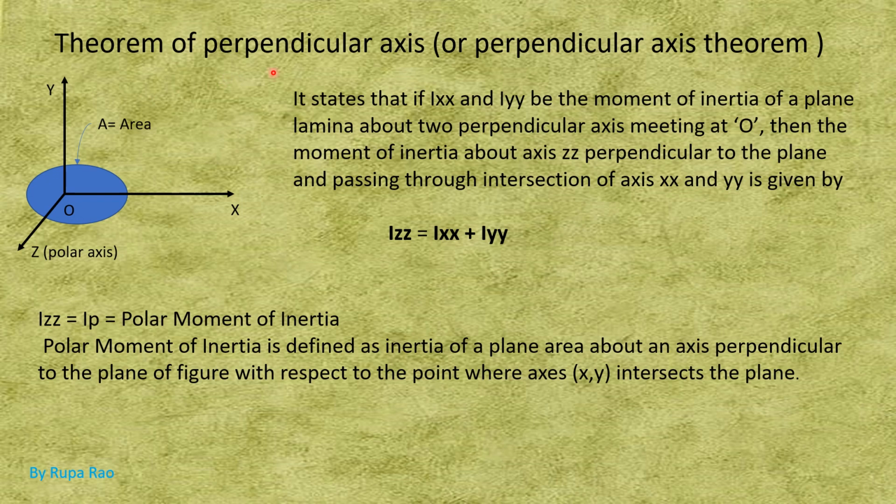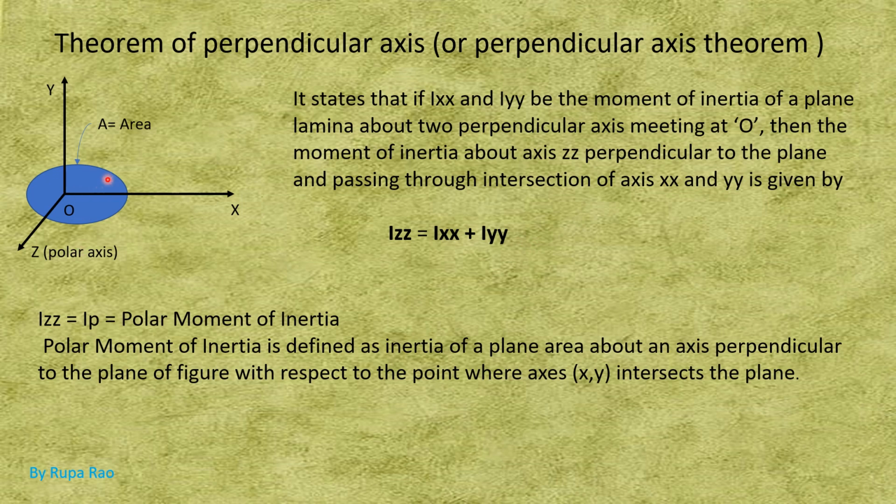Theorem of perpendicular axis, or perpendicular axis theorem. It states that if IXX and IYY are the moments of inertia of a plane lamina about two perpendicular axes meeting at O, then the moment of inertia about the axis ZZ perpendicular to the plane and passing through the intersection of axes XX and YY is given by IZZ is equal to IXX plus IYY.